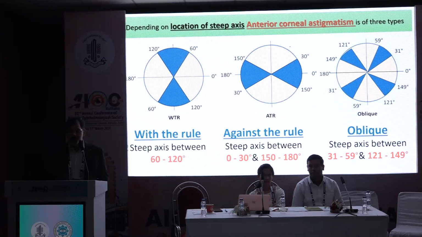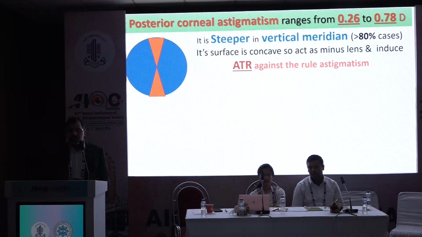Depending on the location, anterior corneal astigmatism is of 3 types. With the rule, when the steep axis lies between 60 to 120 degrees. Against the rule, when it is 0 to 30 and 150 to 180, and the remaining is oblique. Posterior corneal astigmatism ranges from 0.28 to 0.78 diopter. It is steeper in the vertical meridian in the majority of cases, more than 80%. Its surface is concave, so it acts as a minus lens. Though its curvature is vertical, it acts against the rule.